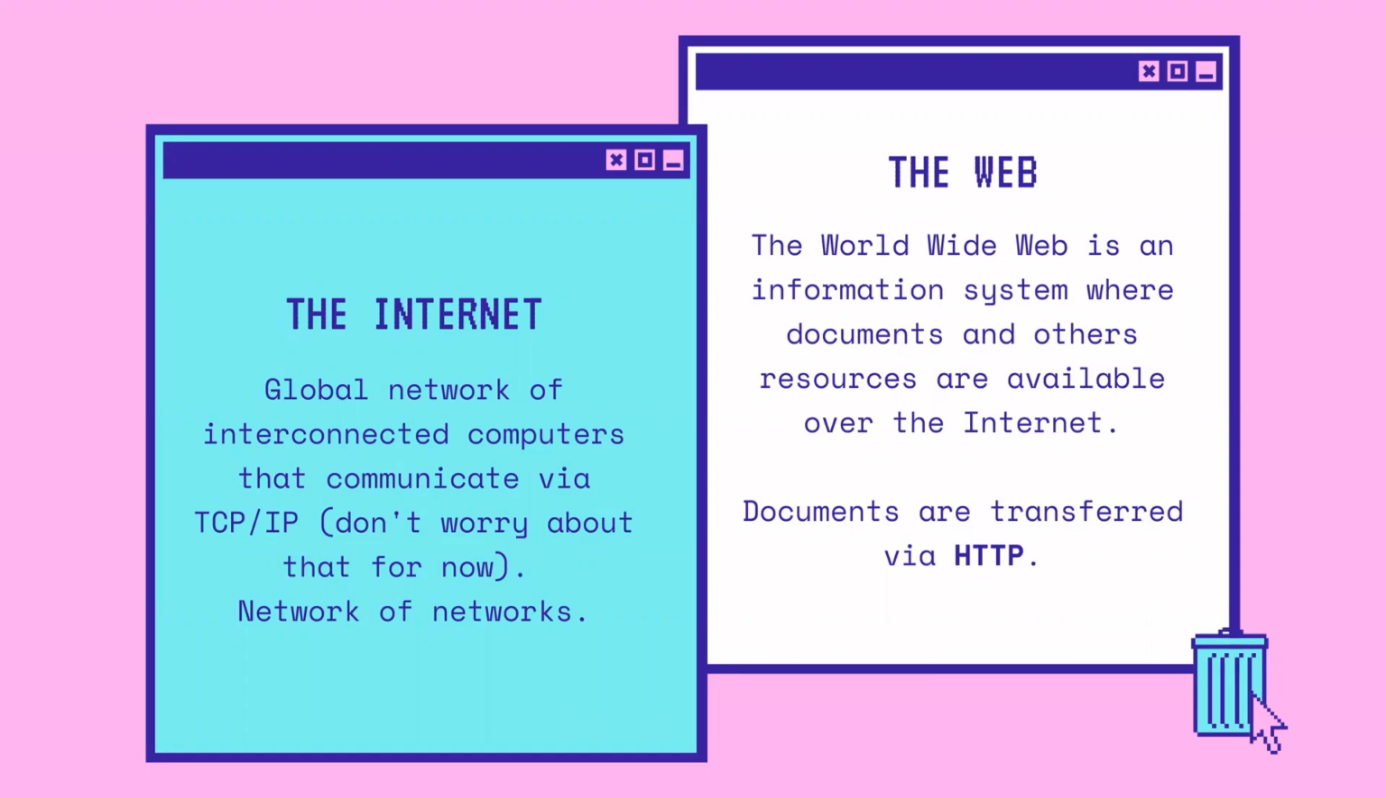And the World Wide Web is a specific service or information system where documents and other resources are available over the internet. The web is just a particular part of the internet. You can do a lot of things on the internet, like game development, game streaming, or whatever, but the World Wide Web is a really specific part of the internet which mostly deals with web pages. So right now just remember that the web is a subset of the internet.